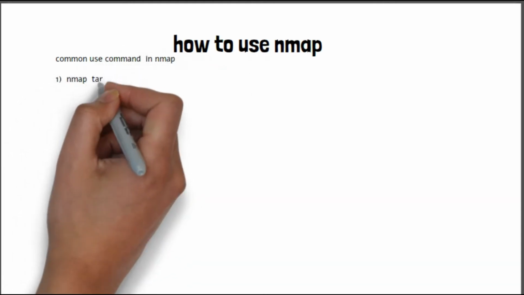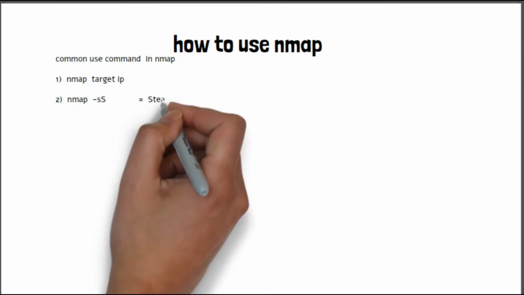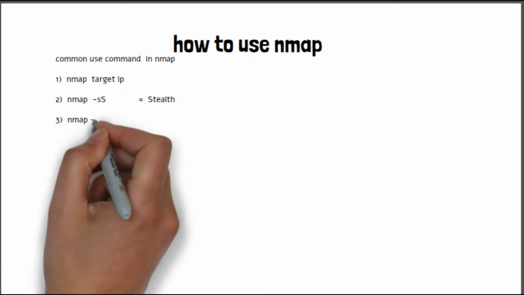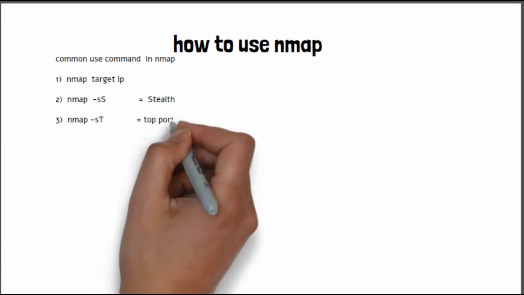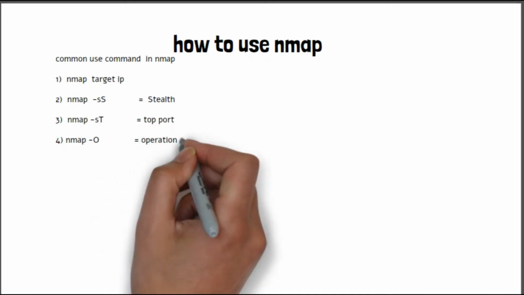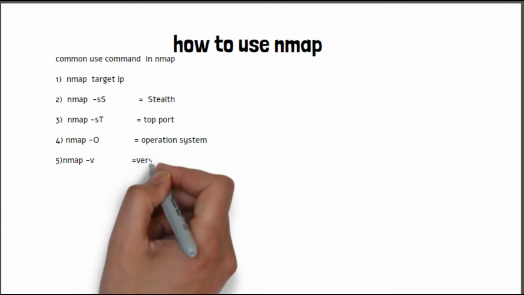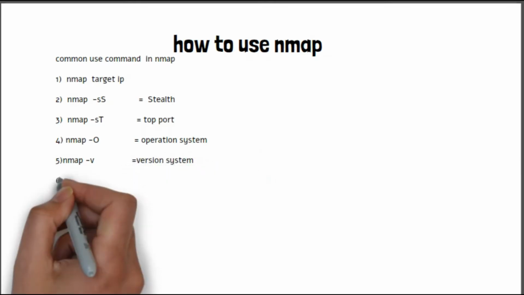Typing nmap and entering the victim IP is the default scan. Second, nmap -sS is a stealth scan. Nmap -sT is searching for the top ports which are open. Nmap -O is searching for the operating system. Nmap -sV shows the version which is running on your victim computer.